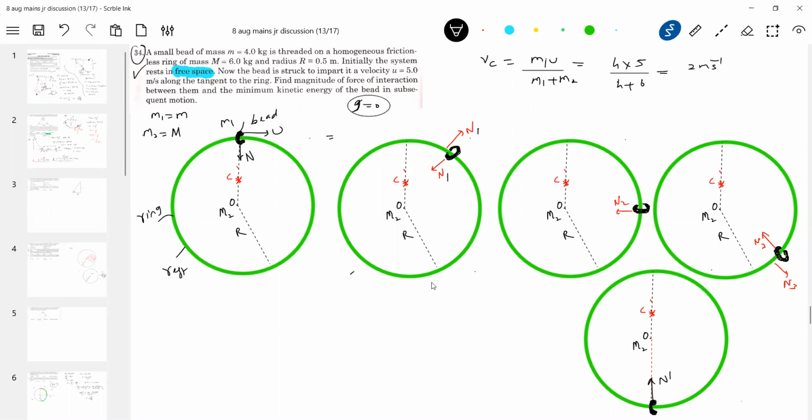So now let's analyze what question is asked. Find the magnitude of force of interaction between them; it is asking that initially. Then the minimum kinetic energy of the bead in subsequent motion. In all the cases, our center of mass will be moving. Center of mass will move as if nothing has happened. Any reason for that? Because you look at the net force acting on the system. How should the ring move here in this position and how should the bead be moving? The bead will be moving in this direction and the ring will be moving in this direction.